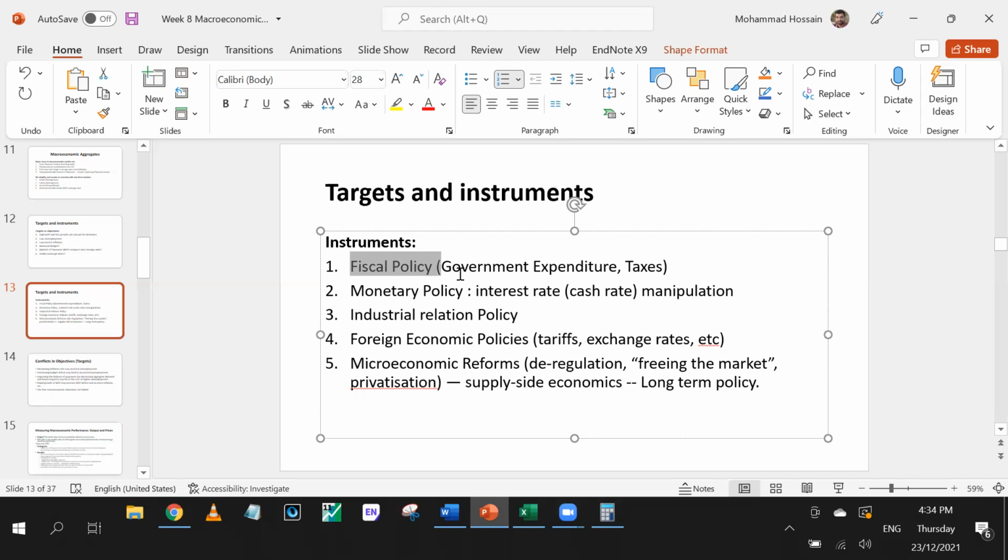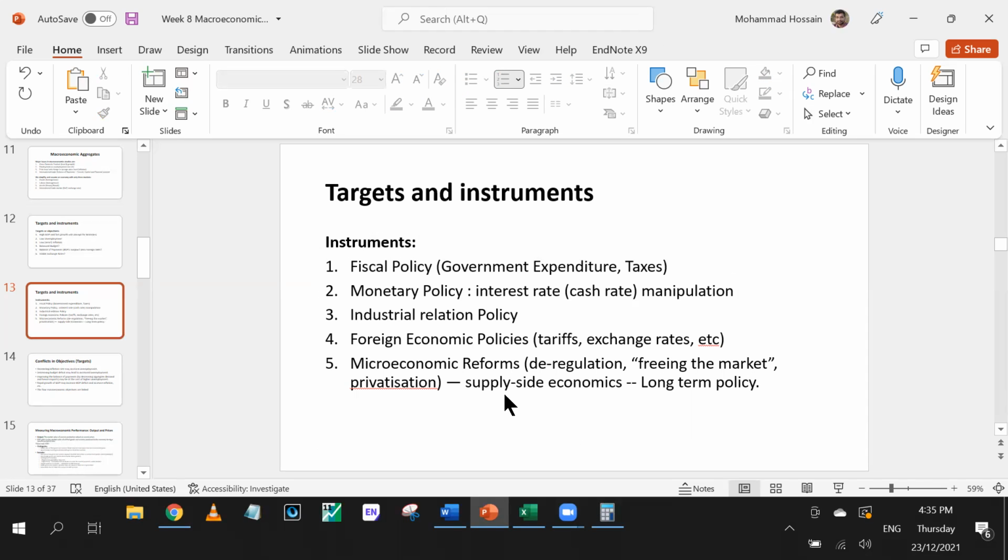So look, fiscal policy is about expenditure and development: the government earns money as tax, as revenue, and expenditure is about how the government utilizes that money for the development of the country. Monetary policy is about interest rate and inflation. These are the targets of monetary policy. Industrial policy is about employment and unemployment. Foreign economic policy is about balance of payments and exchange rate. Then macroeconomic reform: deregulation, freeing the market, privatization, supply side economics, long-term policy. So these are the different instruments we use to increase the economic activity, or the economic health, of a country.